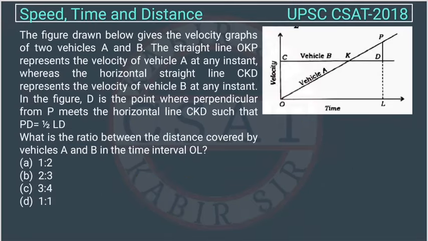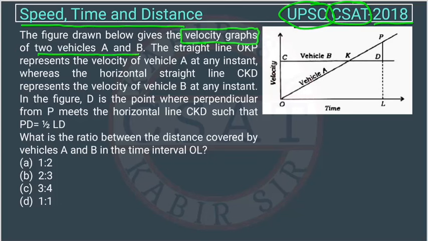So this is a question from speed, time and distance asked in the UPSC CSAT paper of 2018. This is a very interesting question, right? So the figure drawn below gives the velocity graph. So we should know what a velocity graph is. They have given the velocity graph of two vehicles A and B.